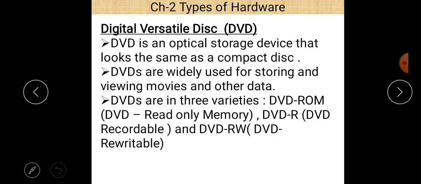DVD-ROM means DVD read-only memory, DVD-R means DVD recordable, and DVD-RW means DVD rewritable. So three important points are there. First of all, DVD is an optical storage device. Second, they are widely used for storing and viewing movies and other data. And third, they come in three varieties: DVD-ROM, DVD-R meaning recordable, and DVD-RW meaning rewritable.